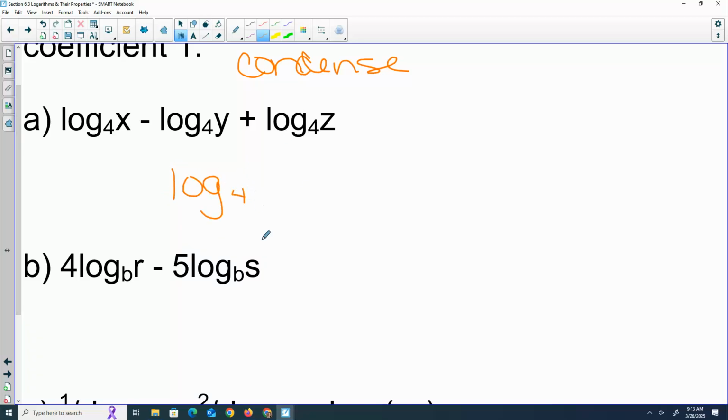So this is log base 4. When I look at this, I have log base 4 of x minus, if this term is subtracted, where does the y go? On the bottom. Okay, but the z is added. Anything added goes on the top. So it's just log base 4 of xz divided by y.